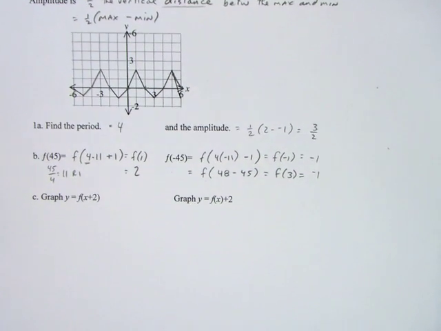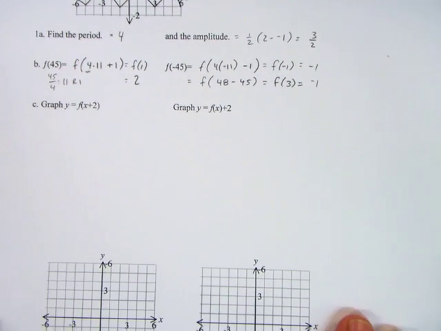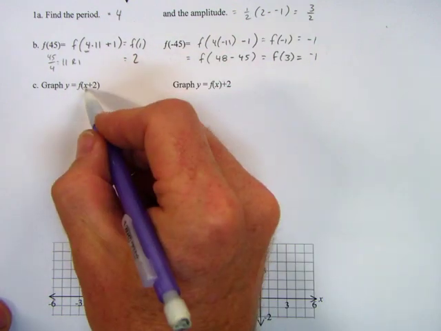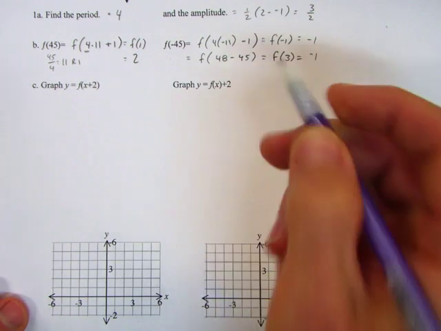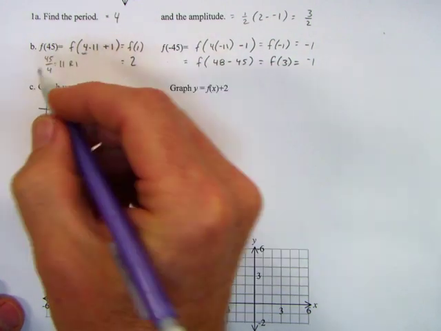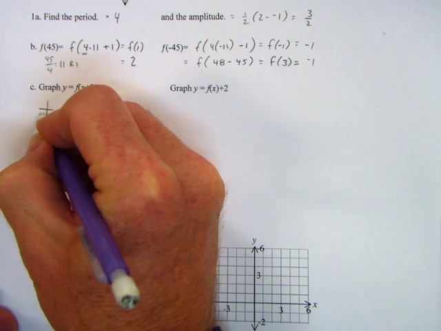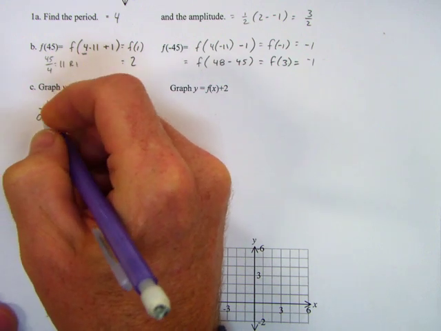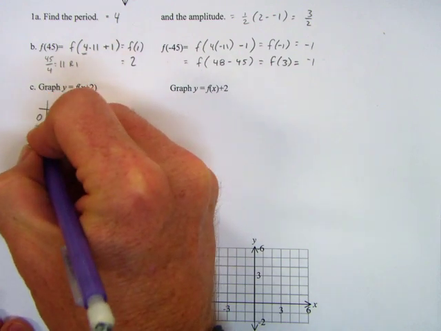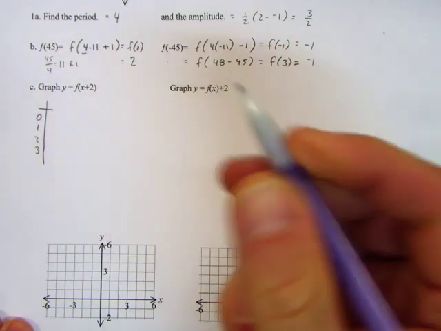Let's take a look at how to transform some graphs. So we're going to look at f of x plus 2, f of the quantity x plus 2, and then f of x plus 2. So let's take a look for right now, and let's look at some values. I'm going to plug in some numbers. Let's go 0, 1, 2, 3.